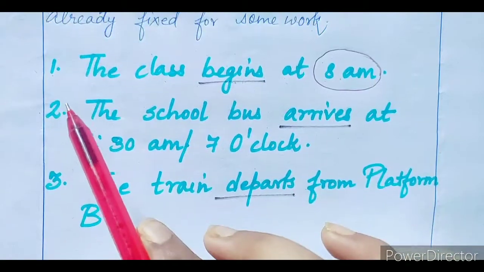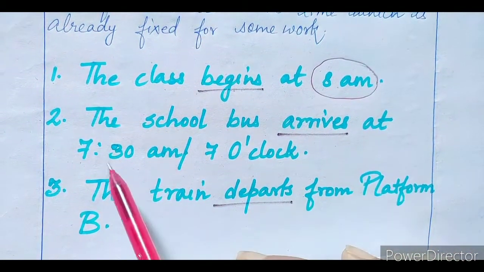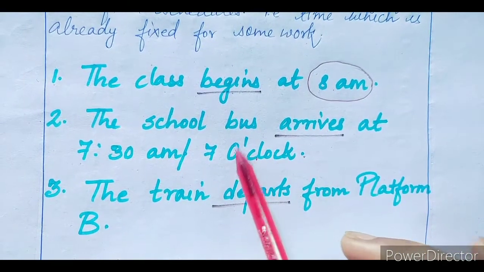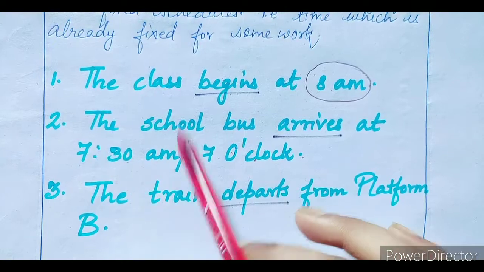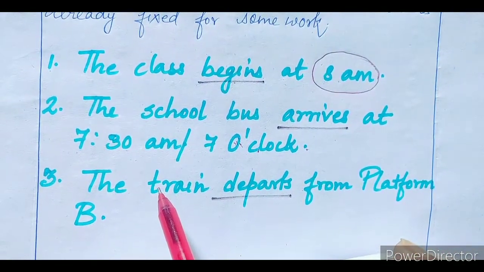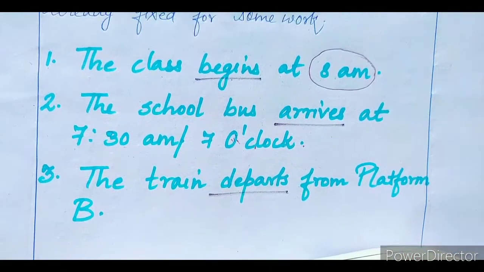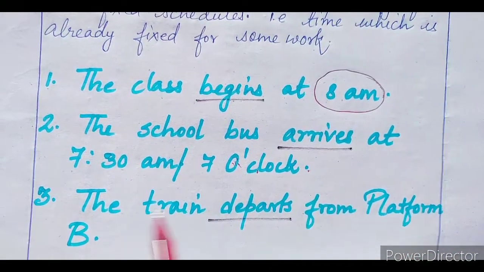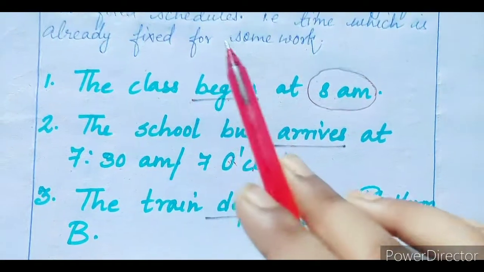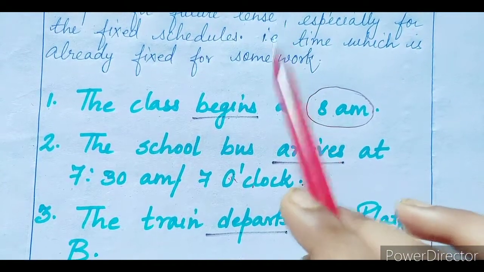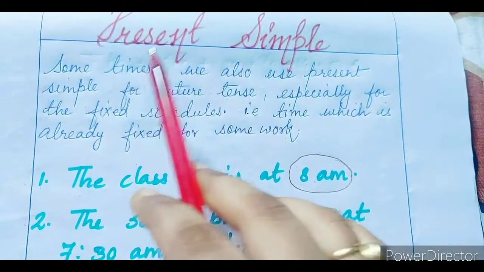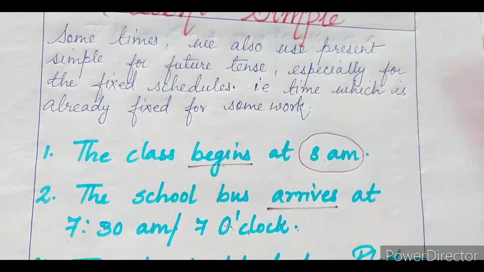Alright. The second example, the school bus arrives at 7:30 a.m. or you can also say 7 o'clock. Again, this indicates that the bus comes at 7:30 or 7 o'clock. Okay. Third, the train departs from the platform B. Okay, so whenever we are talking about times which are fixed for something or some work, we will be using the simple present tense form. All right.